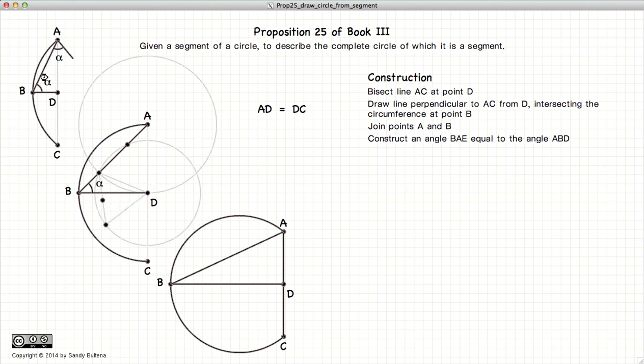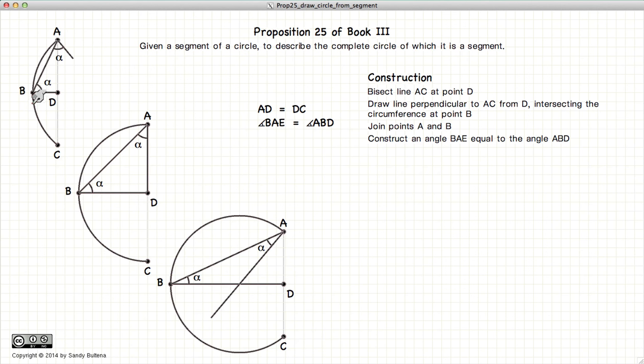And now we're going to copy the angle ABD at the point A. So this angle here is equal to that angle there, here and here, and here and here. And we did this using the methods that were described in Book 1. So now we have copied our angles. And we extend the lines BD and A so that they meet at the point E. So here, they've met at the point E, and here, they've met at the point E.